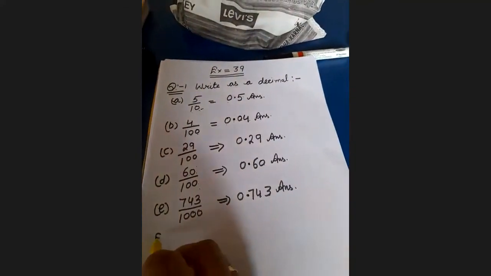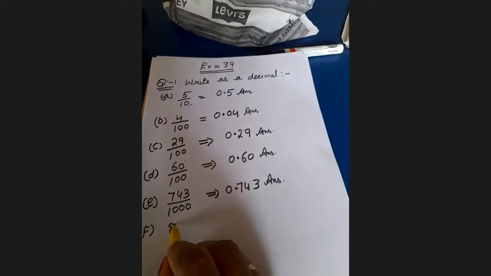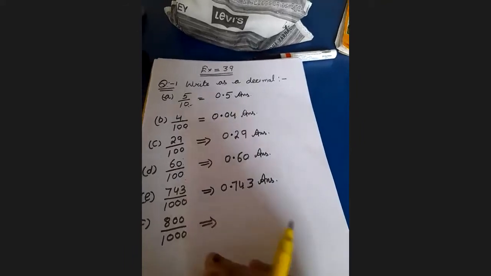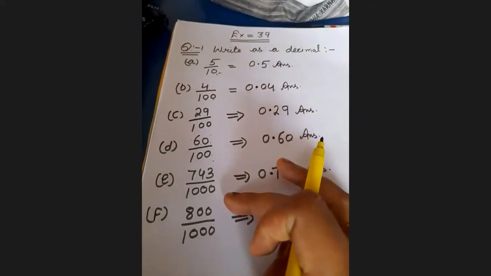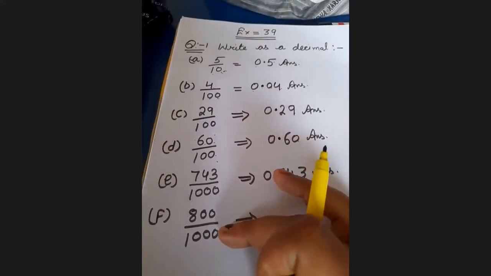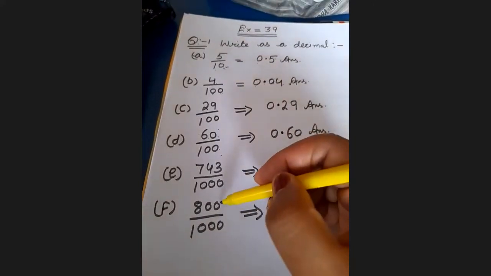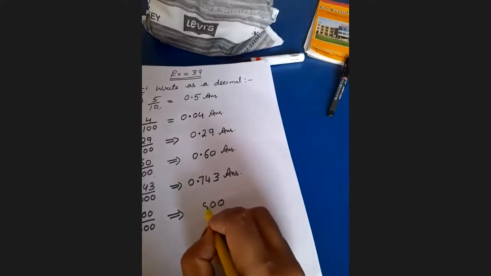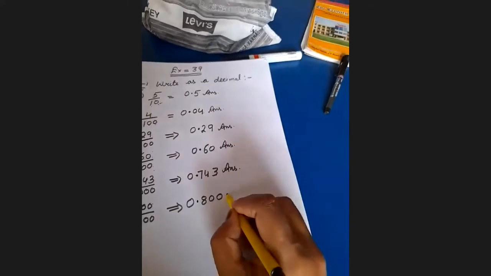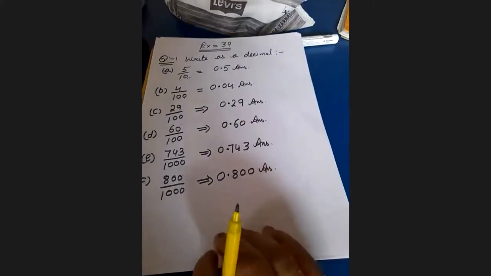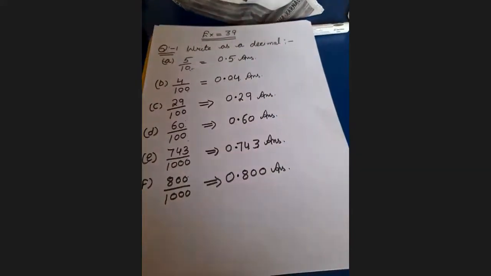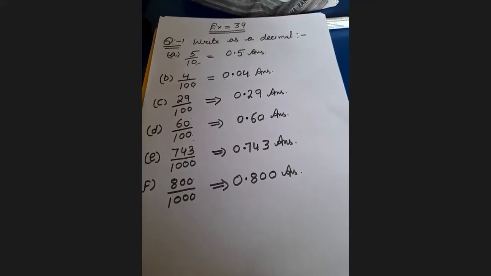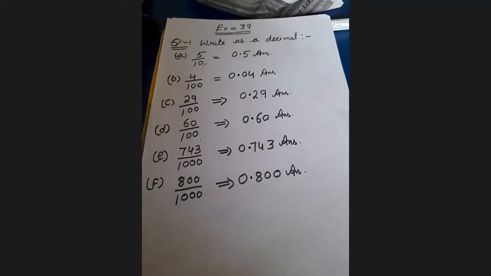Next is part F, 8 upon 1000. Now numerator is 8 and denominator is 1000, with three 0s: 1, 2, 3. So put the point after 3 digits. 1, 2, 3, then point. 0.008. Yes, friends. So in the first question, we are converting fraction numbers into decimal numbers.